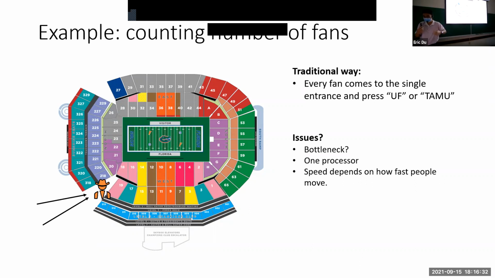What is the problem? You are going to have a long line waiting here. You just got one person doing just click, click, click, click. This is a bottleneck because we only have one processor, and the speed only depends on how fast people move and how fast this person clicks, right? This is the traditional way of data management.